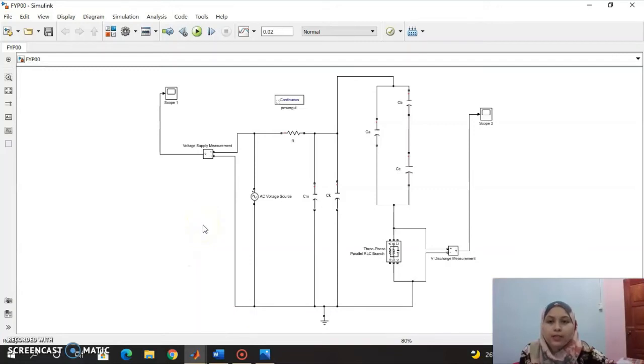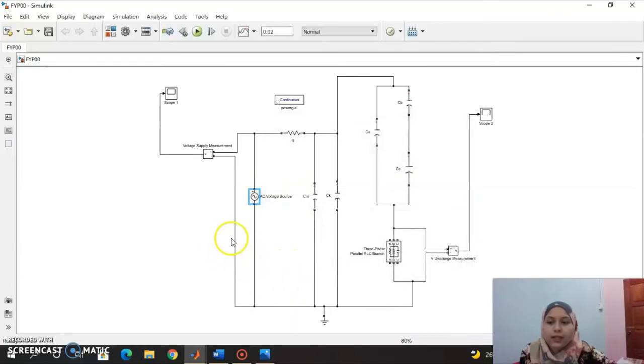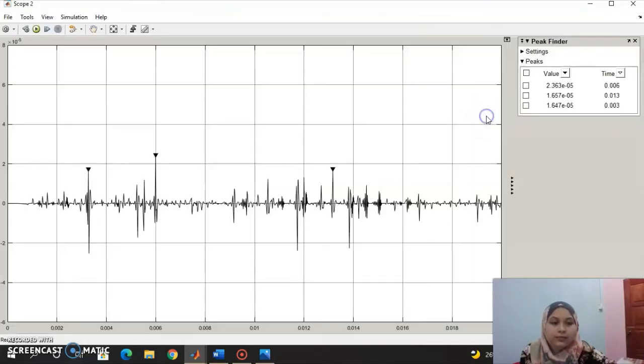The result of the partial discharge signal can be obtained after running this circuit diagram. Before that, the applied voltage must be supplied into the AC source for energizing this circuit diagram. This diagram is applied with 15 kilovolts. After the AC source is applied to this circuit, the voltage across the electrode, which is VA, increases and causes the voltage across the cavity, VC, to increase, and the void gets charged. Then the partial discharge signal can be obtained after running this simulation.